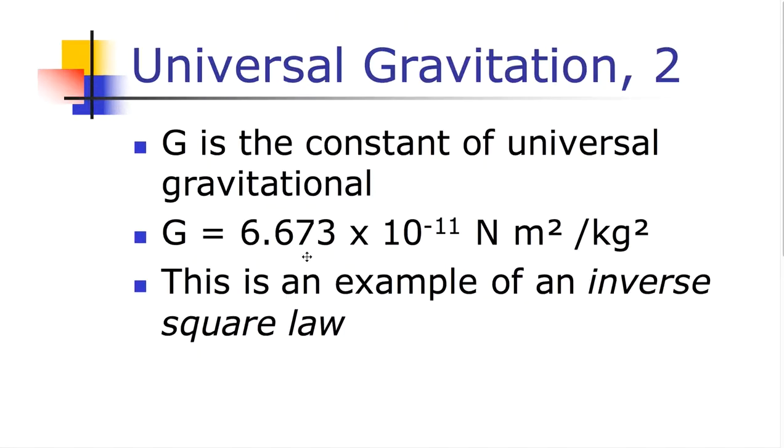The universal gravitational constant is 6.673 times 10 to the negative 11th. You don't have to worry about all of these little units over here. I'm never going to ask you that, but you do need to use the gravitational constant. I generally use 6.67 times 10 to the negative 11th.